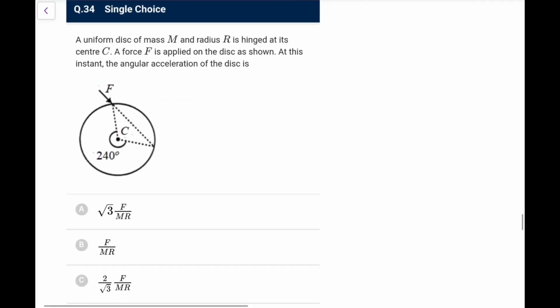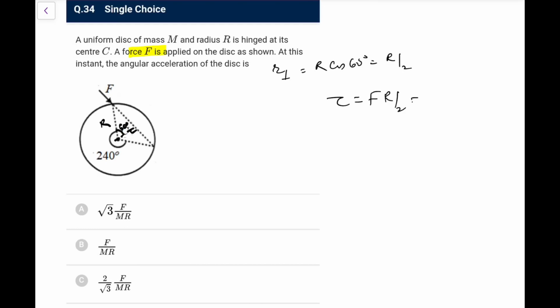Uniform disk, mass m, radius r, hinged at the center C. Force F is applied on the disk as shown. At this instant, the angular acceleration is, apply the torque. Torque would be force times this perpendicular distance. This angle is 240, so this will come out as 60. This is r, so I can say this r perpendicular would be r cos 60 degree, that is r by 2. So torque would be equal to Fr by 2, that is I alpha.